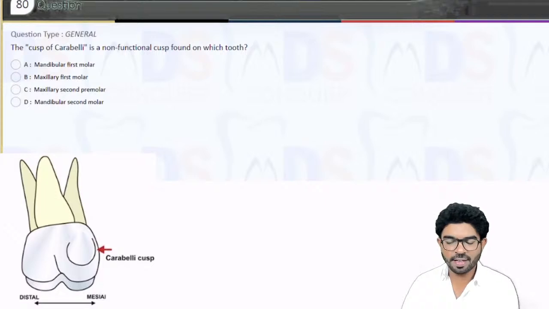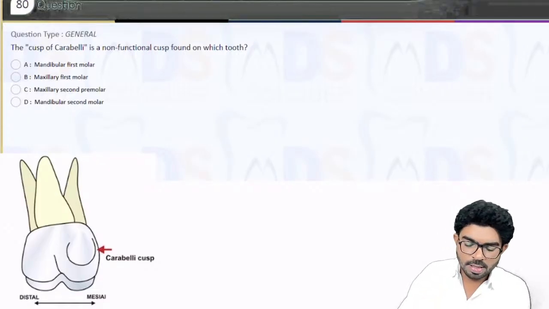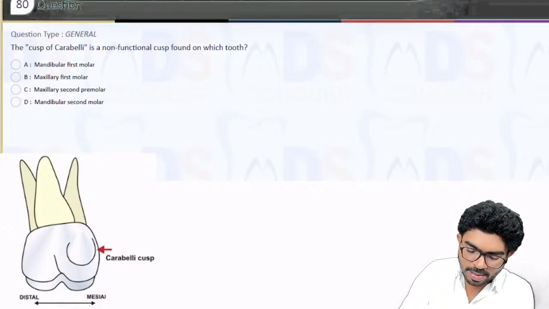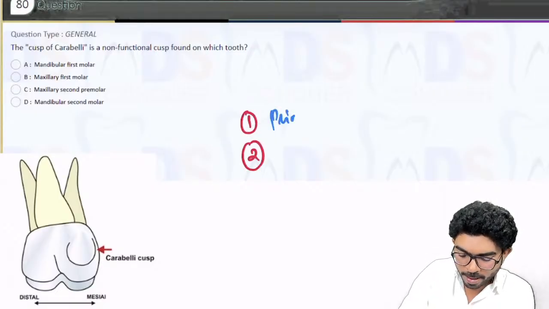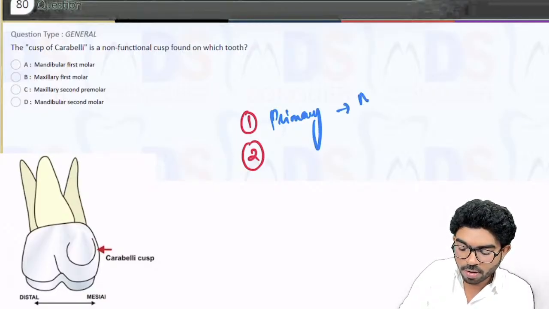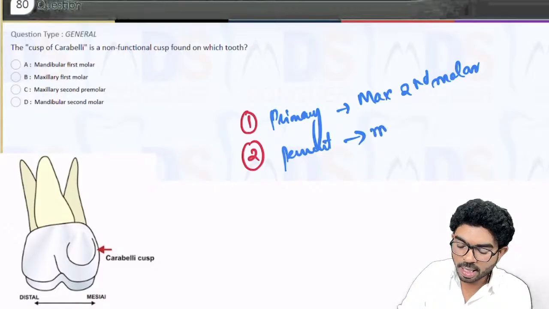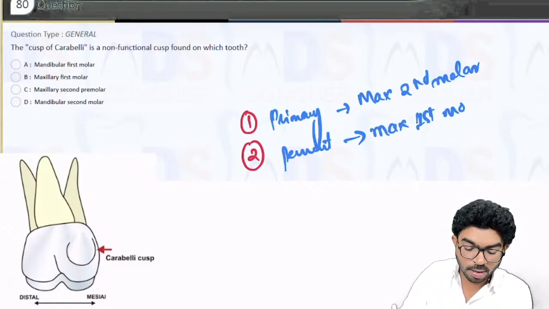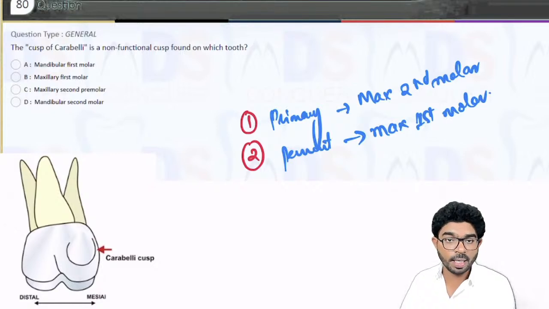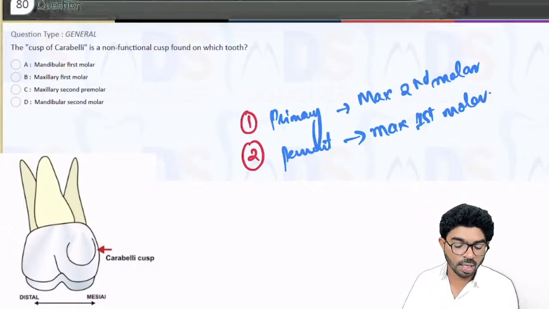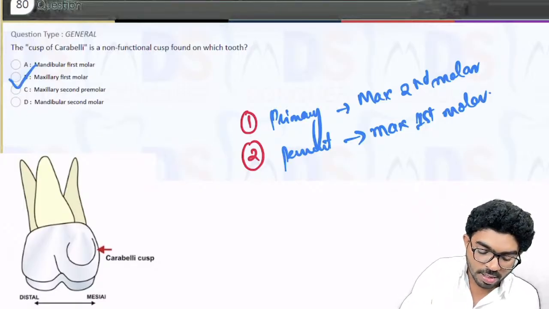Cusp of Carabelli, a very frequently asked question. This is a very common finding in the case of your maxillary molars. For example, cusp of Carabelli is seen in the case of two teeth. One is primary teeth, where it is most commonly seen in the maxillary second molar. The second is permanent teeth, where it is most commonly seen in the maxillary first molar. They have not mentioned whether it is primary or permanent, so you have to take permanent into consideration. Cusp of Carabelli is a non-functional cusp found on which of the following teeth? The answer is option B.